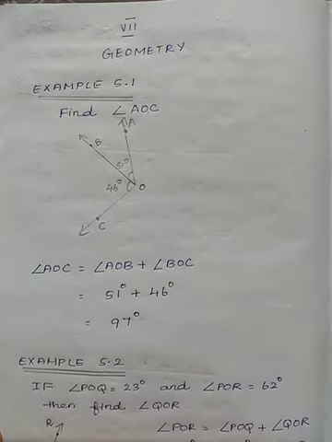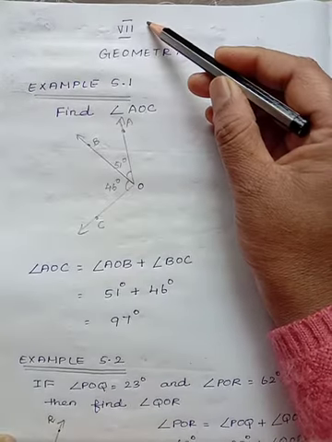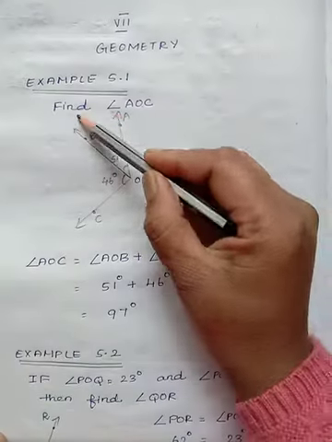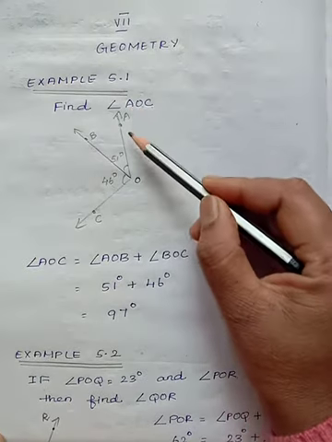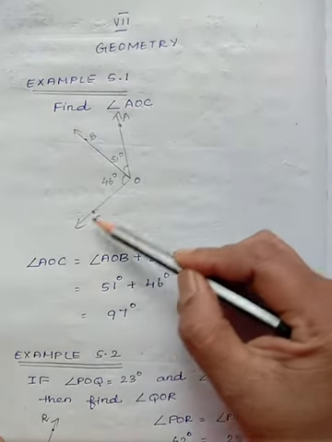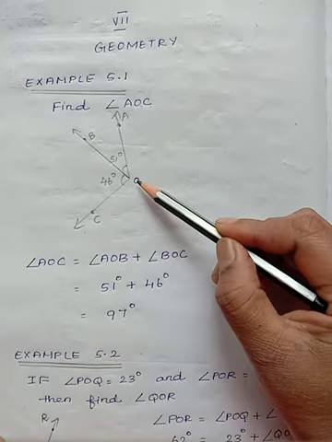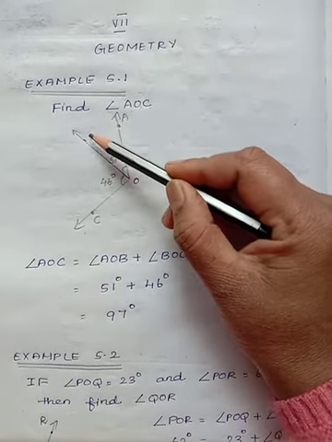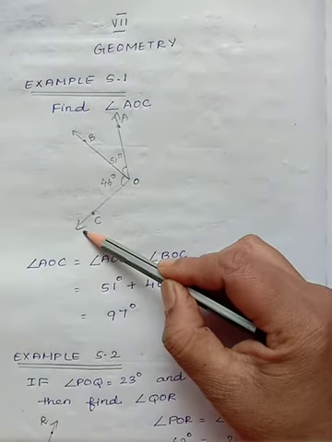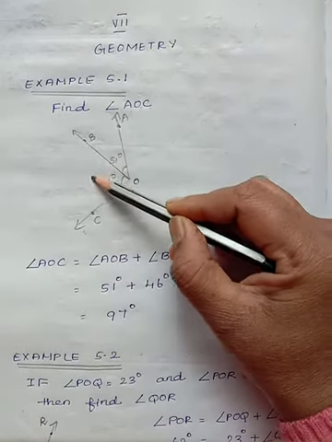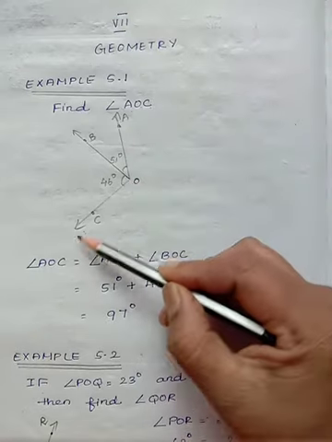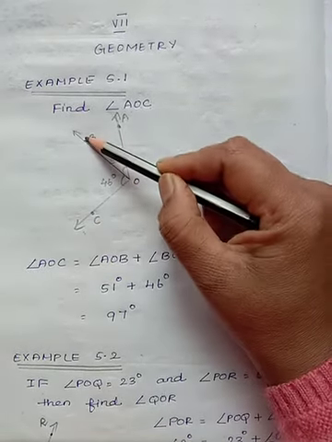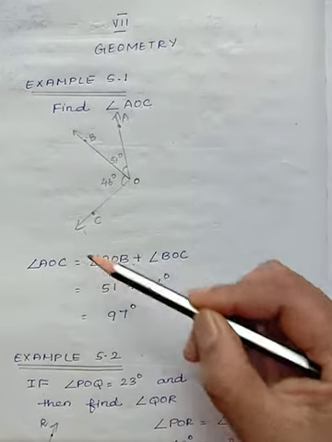Hi children, today we are going to learn 7th standard term 1 geometry example 5.1. Find angle AOC. This angle is divided into two. AOB is one angle and BOC is another angle. We add these two angles together to get AOC. So AOC is nothing but AOB plus BOC.